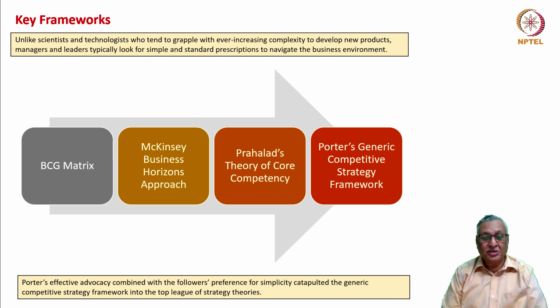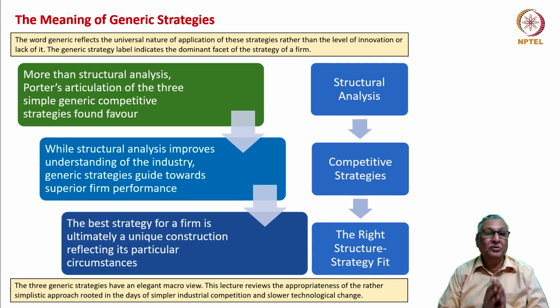Porter's effective advocacy combined with the follower's preference for simplicity has made the generic competitive strategy a universally acclaimed as well as universally preferred strategic framework. But as I mentioned earlier, every company has similar information sources, a similar brain trust, and similar objectives. So how does a framework of just 3 competitive strategies work for such a large universe of firms? To be able to answer this question, we should understand the true meaning of generic strategies.